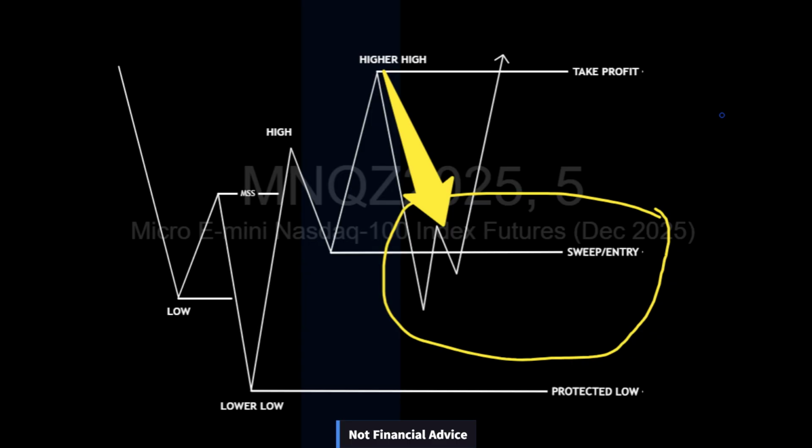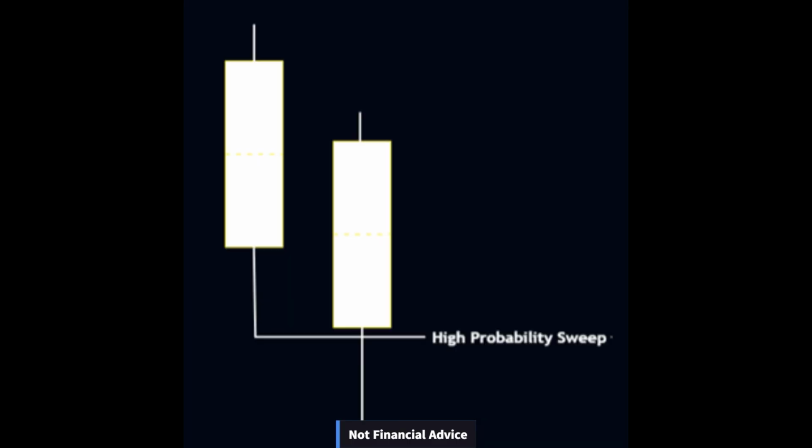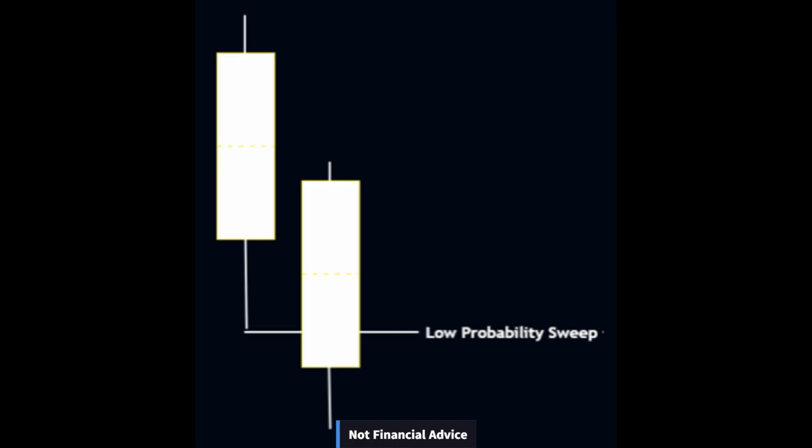There are two kinds that you'll see. A high probability sweep. This is when price taps into a level only with a wick and then closes the candle body back above or below it. That tells us the flip is healthy. A low probability sweep happens when the candle body closes beyond the low or the high. This warns us that the flip might fail.